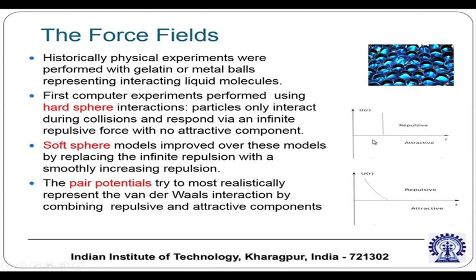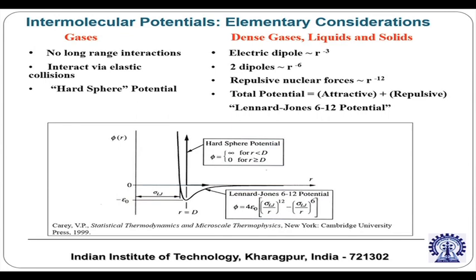Soft sphere model: in reality you know atoms are not hard spheres. So soft sphere models improved over these models by replacing the infinite repulsion with a smoothly increasing repulsion, and the pair potentials which were introduced later on try to most realistically represent the van der Waals interactions by combining the repulsive and the attractive components.